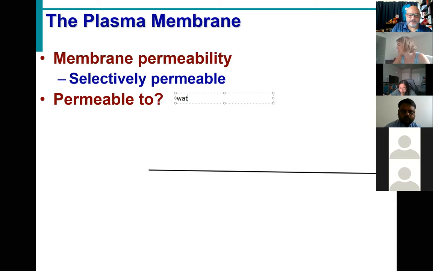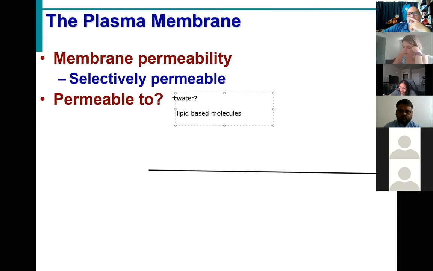All right, water. Excellent. So we put water, although we'll put a question mark by water. We'll talk about that as well. What else might be able to get through? Lipid-based molecules. Excellent. Right? Like likes like. So something that is lipid based is going to be able to easily pass through those phospholipid tails. So lipid-based molecules can pretty easily get through. Excellent. The problem with proteins is many proteins are polar. And if a protein is polar, is it going to be able to pass through that plasma membrane without any help at all?